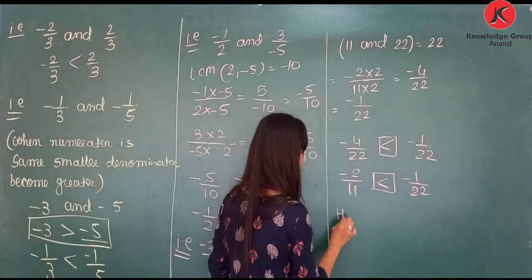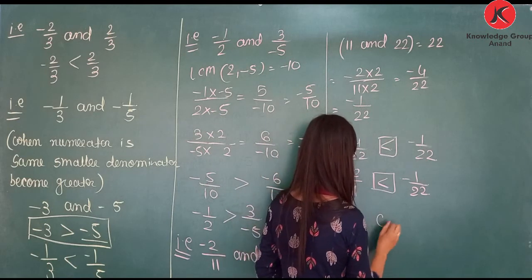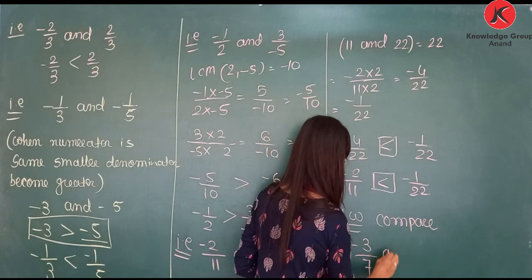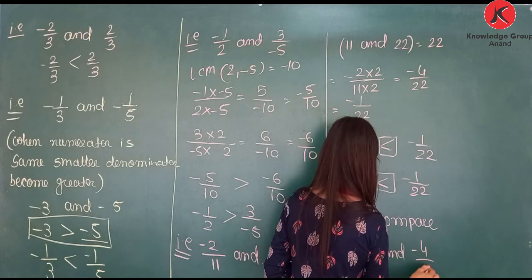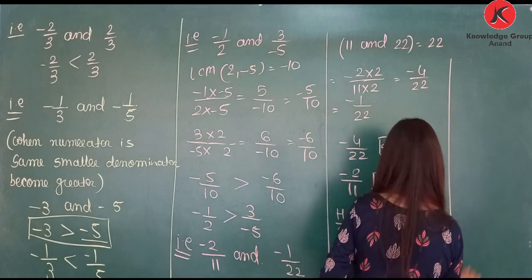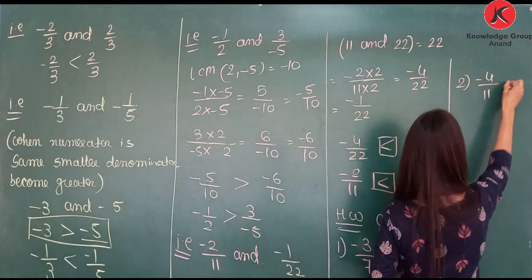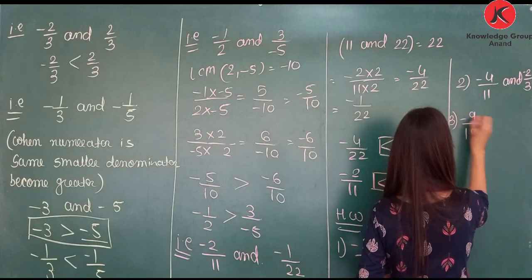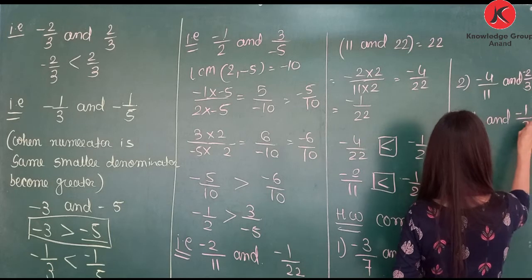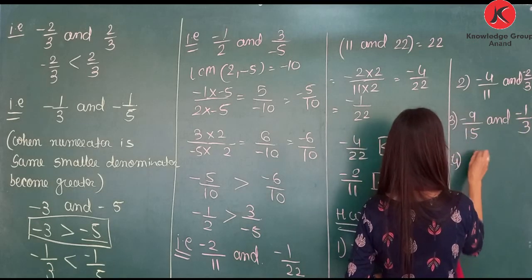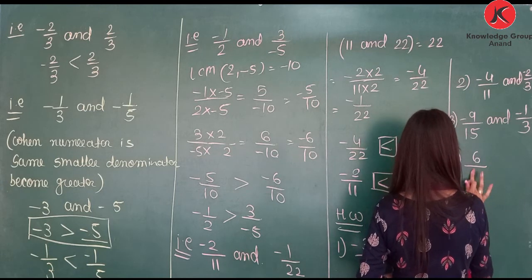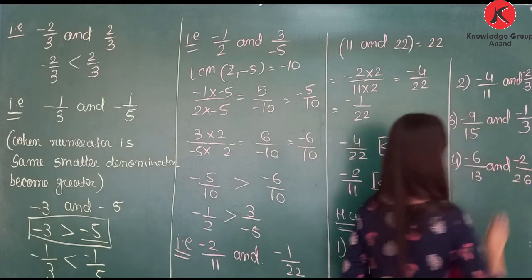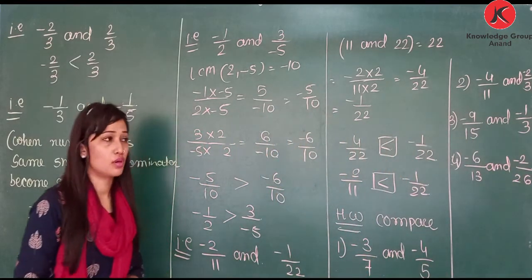So in homework you need to compare minus 9 by 15 and 3 by 6, 14 and 6. So these are 4 examples that we need to solve in homework.